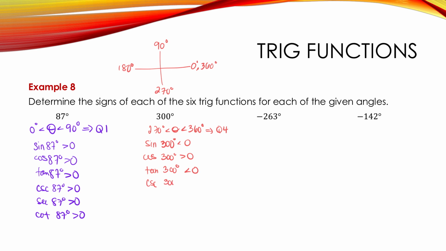Cosecant of 300 degrees will be negative, but secant of 300 degrees will be positive, and cotangent of 300 degrees would be negative. Because again, in quadrant 4, we just have cosine and secant that are positive.